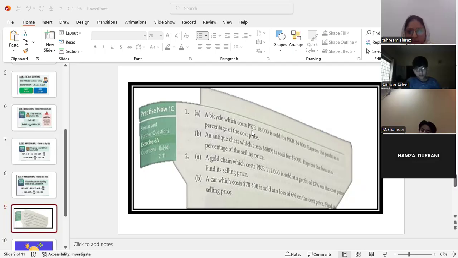Okay, see this. He said that the gold chain cost price is 1,12,000, and it is sold at a profit of 27%.